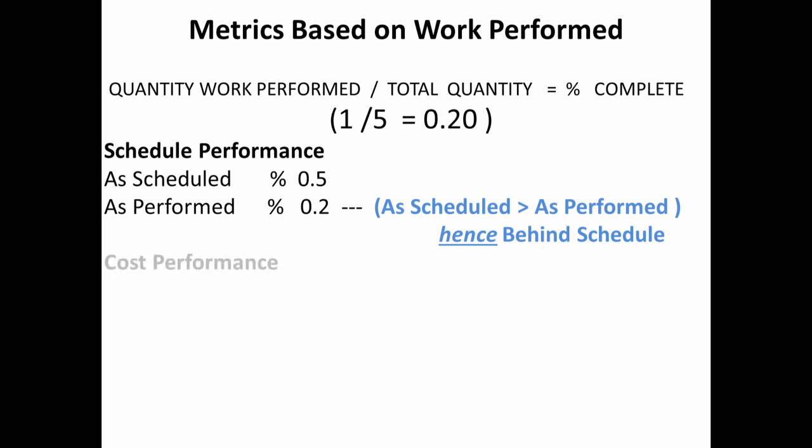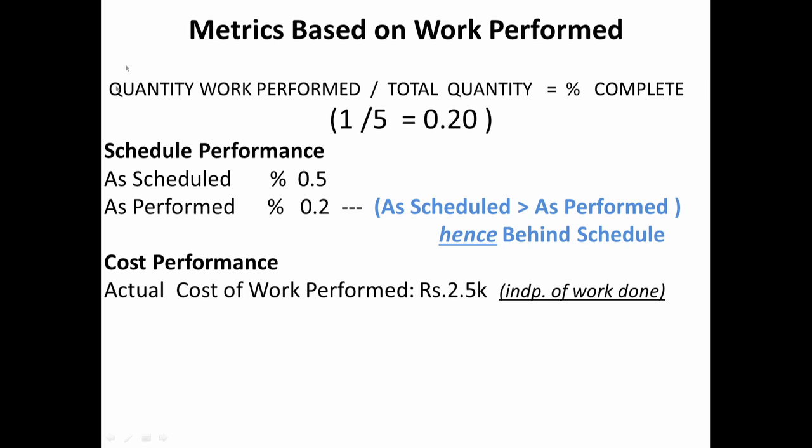Okay. Now as for my cost performance, we know that we have actually spent 2.5k. Okay, that was because we spent it on the rental of the equipment. Although work was not done, we spent it on the equipment. It was there, we had to pay the rental. So the actual cost of work performed is this much.